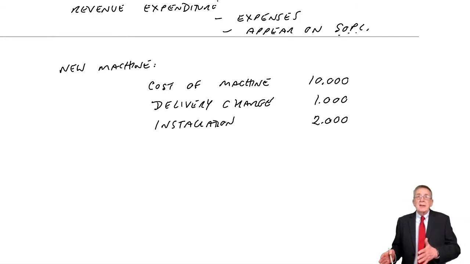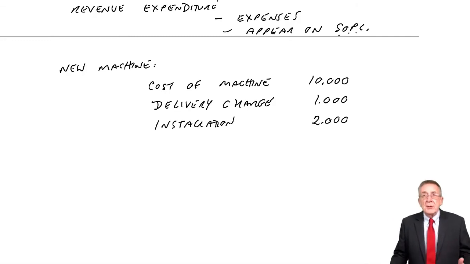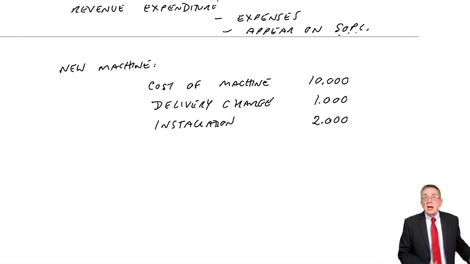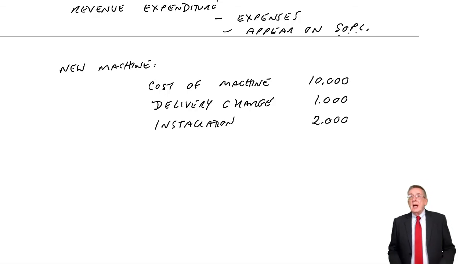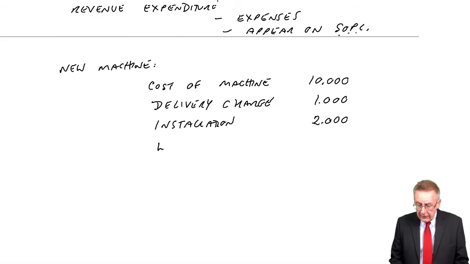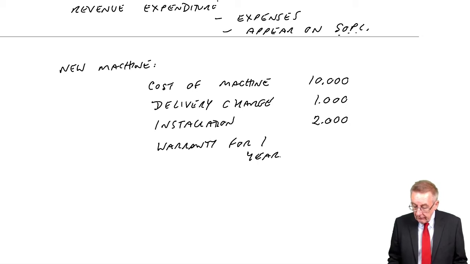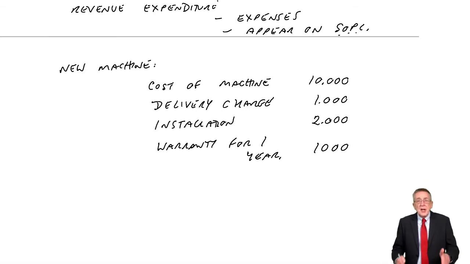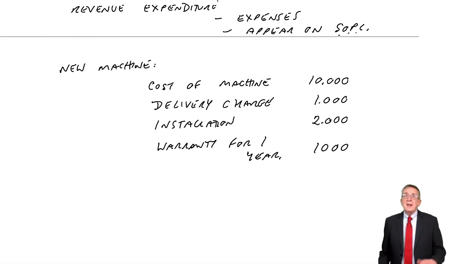Instead of having to keep paying repairs if it breaks down, maybe I'm going to pay a fixed charge a year to cover any repairs. So a warranty for 1 year, another 1,000. That service contract, every year I'm going to pay them 1,000, but it'll mean they do the repairs free of charge.